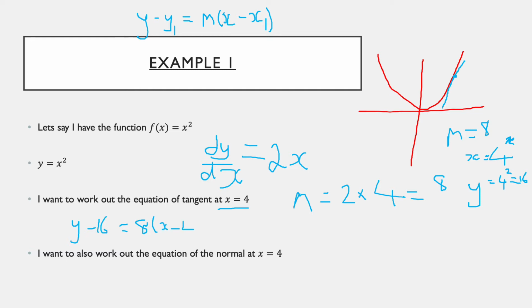Expanding my bracket on the right hand side, I'm going to get y subtract 16 equals 8x minus 32. So expanding the bracket, 8 times x is 8x, and 8 times negative 4 is negative 32. Rearranging this so it's in the form y equals mx plus c, adding 16 to both sides. Let's just rub that out there.